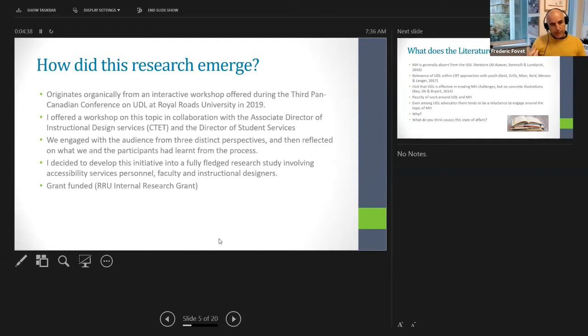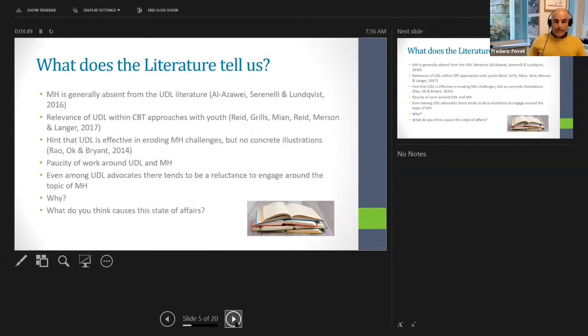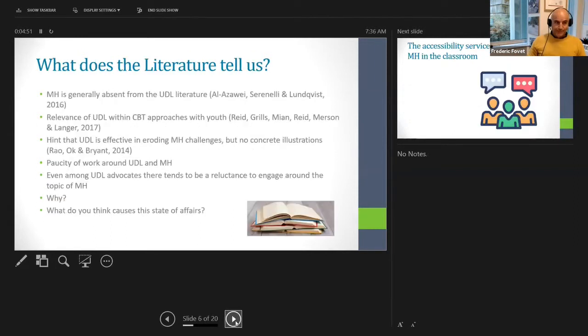There's getting together of perspectives and actually thinking about the way our design influences some of the mental health issues that we're seeing. So it's now a fully fledged research project. I've had a research grant for this, and that's some of the reflection I'm going to share with you today.